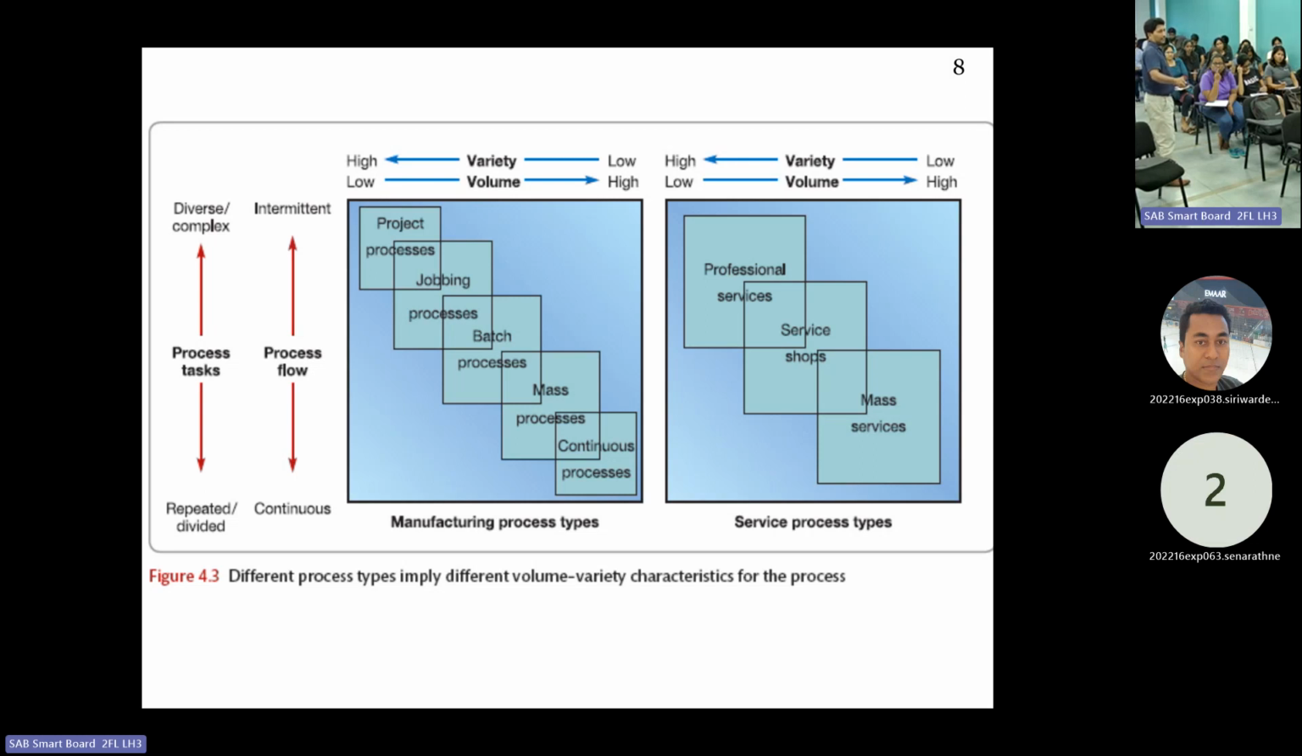Towards this side, from batch to especially mass and continuous, we call them continuous flow. Steps are connected to each other very much. Continuous. Process tasks towards this end are more complex and diverse, towards this end more divided and repeated. That is how you can simply summarize it. But you need more detail. That is what we try to do. Put a little more effort to understand.